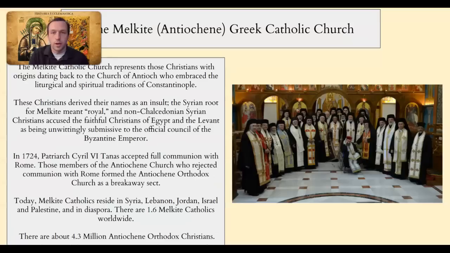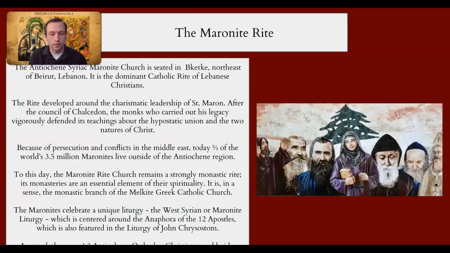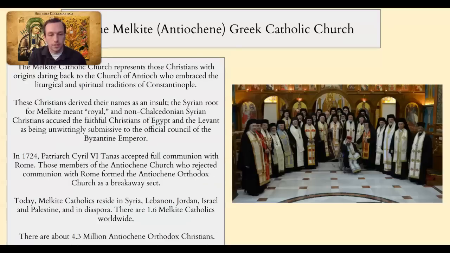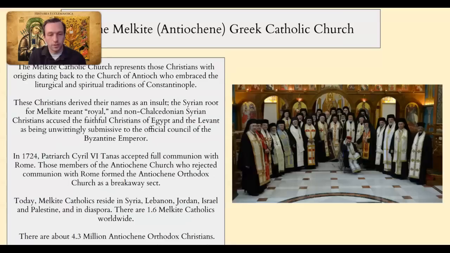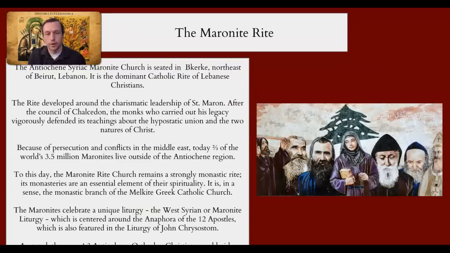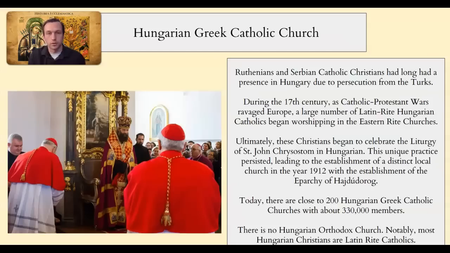So the Maronite Rite and the Melkite Rite are both the Catholic equivalents of the Antiochian Orthodox Rite, and there are 3.5 million Maronites, and there are 4.3 million Antiochian Orthodox. So if you're keeping score, that is more Antiochian Catholics when you combine Melkite and Maronite than the Antiochian Orthodox.